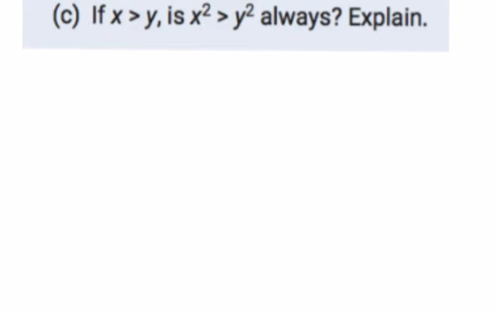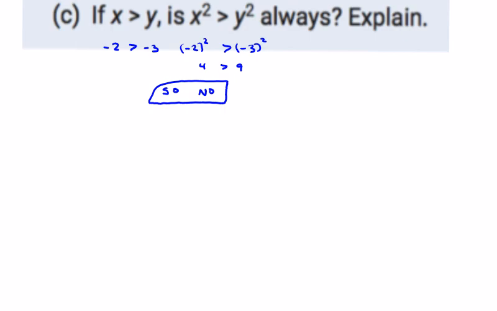So that's why these negative ones are the false ones. And the same rule applies here. Minus 2 is greater than minus 3, but minus 2 squared is not greater than minus 3 squared. You can see here 4 is not greater than 9. So the answer here for this one is no. So with these inequalities, it's the negative numbers that really make you think about the rules.